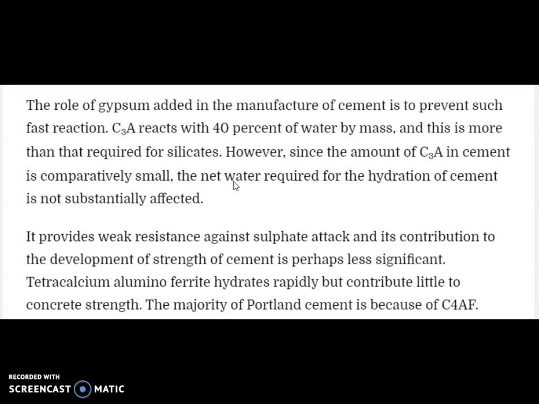It provides weak resistance against sulfate attack and its contribution to development of cement strength is perhaps less significant. Okay. Tetracalcium aluminoferrite hydrates rapidly but contributes little to concrete strength. Majority of Portland cement is because of C4AF.